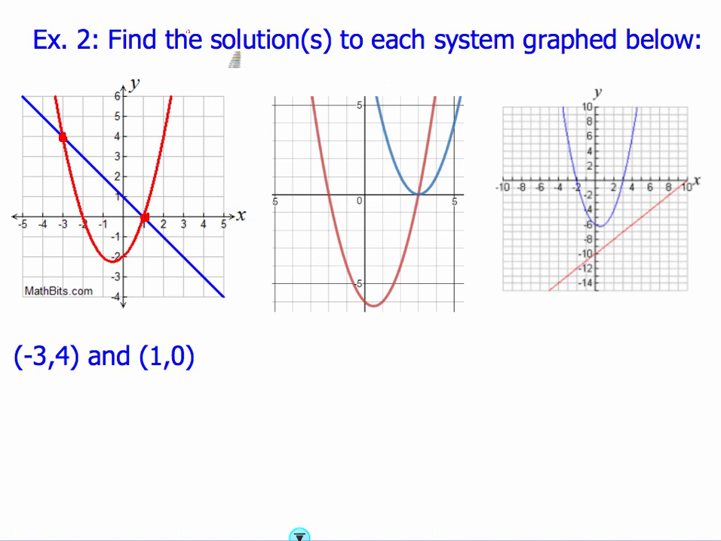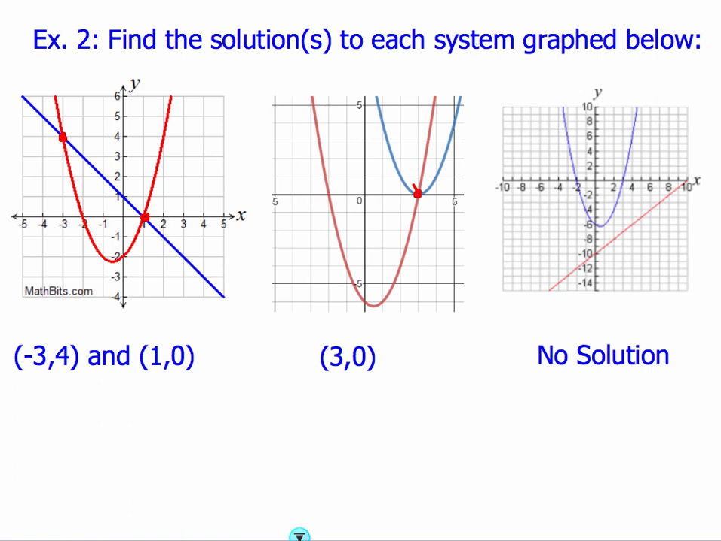For this system over here in the middle, there's only one intersection point right here. So that intersection point, which is 3, 0, is the one solution to this system. And then if I look at this graph, these two functions do not cross at all. They have no intersection point, so this system has no solution. So this is how you would solve by graphing. You just graph them and look for their intersection points.